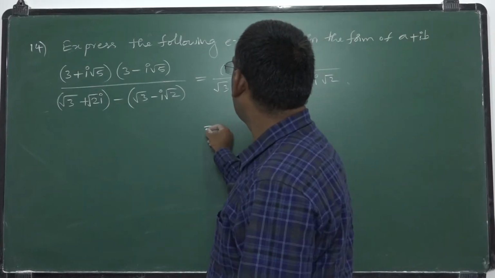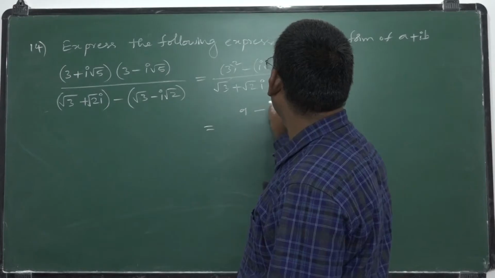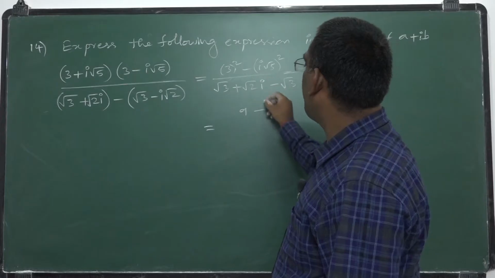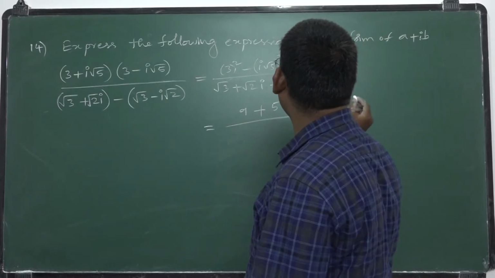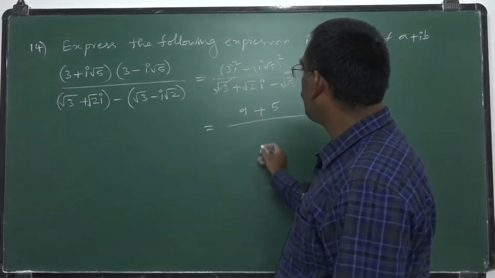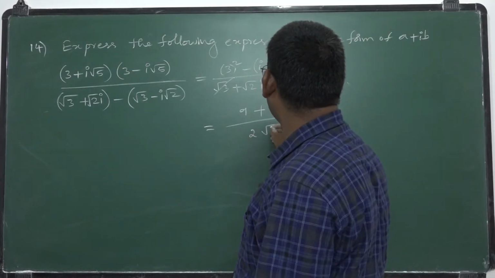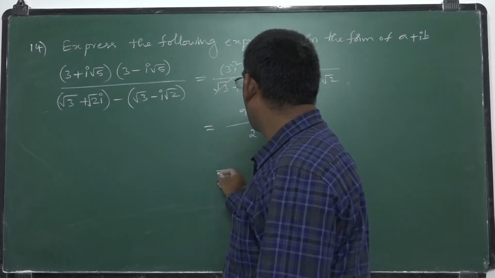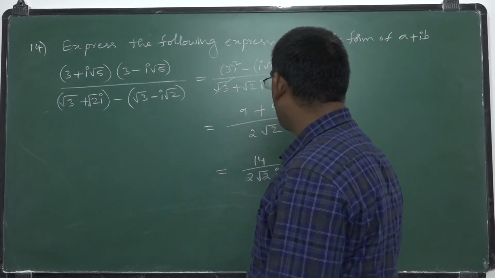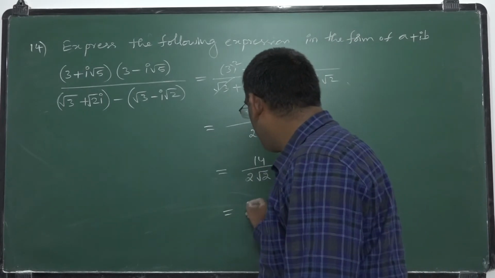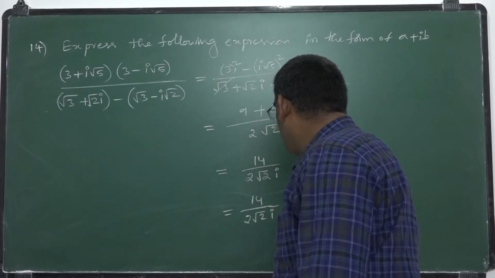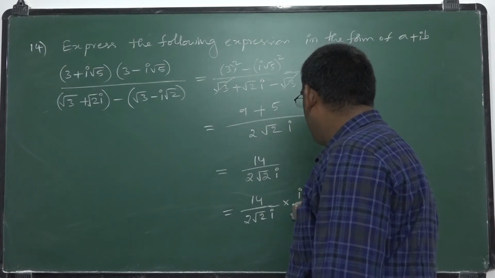So this is equal to 9. Root 5 whole square is 5. i square is minus 1, plus 5, divided by, root 3 cancels. Root 2i plus root 2i, 2 root 2i. So 14 by 2 root 2i. Multiplying both the numerator and denominator with i, 14 by 2 root 2i into i by i.